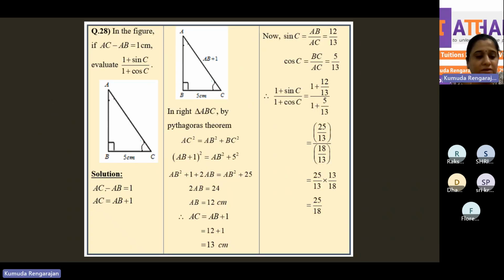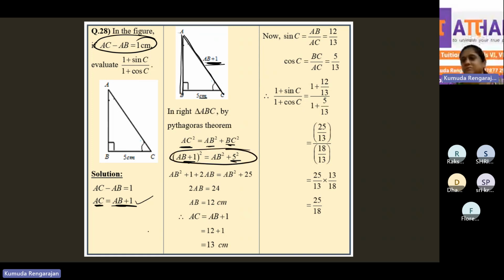So what have I done? AC minus AB is given to be 1. So I have written AC is equal to AB plus 1, which means I'm taking AB as AB and AC as AB plus 1. AB is AB only. This is AB plus 1 and this is 5. So now by Pythagoras theorem, AC square is equal to AB square plus BC square. Substitute. AC is AB plus 1, the whole square, is equal to AB square plus BC square, which is 5 square. So you can see that throughout the unknown is only AB. So you'll work and find AB and then you can finish it.